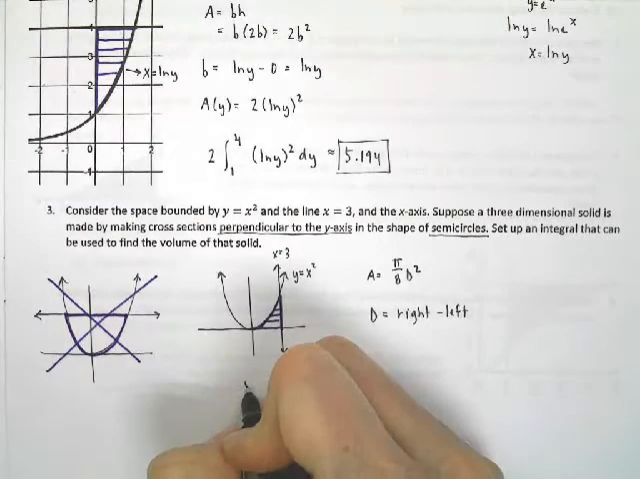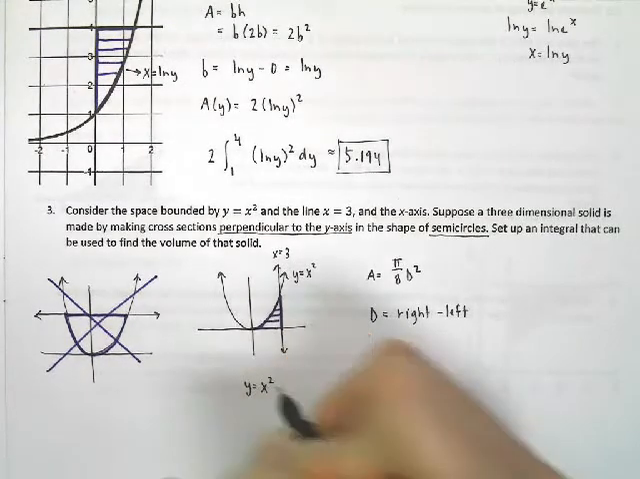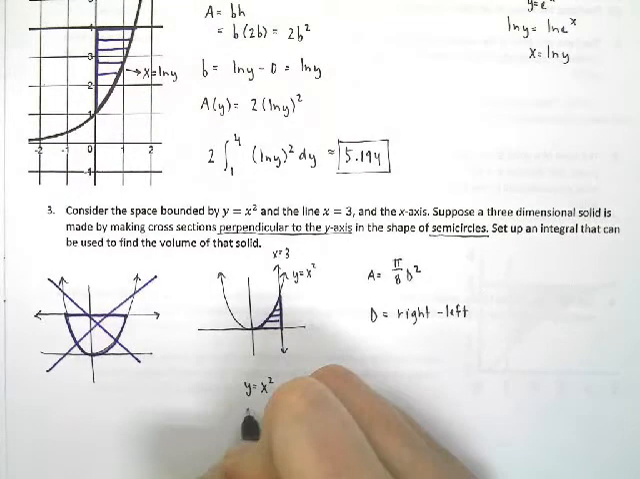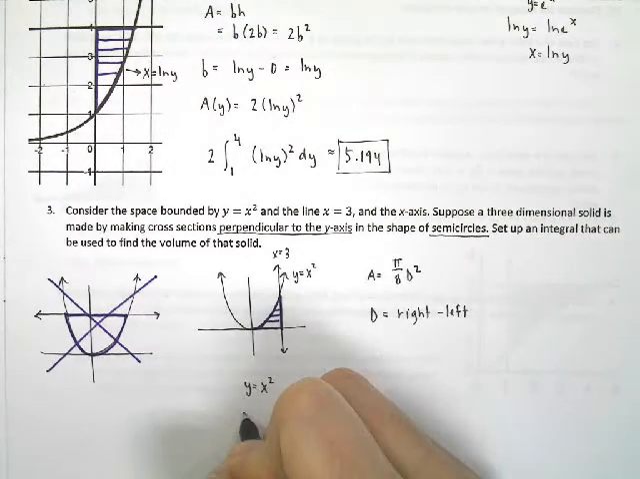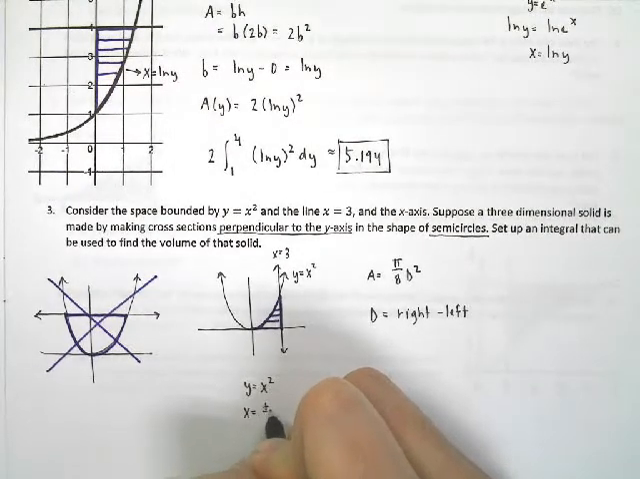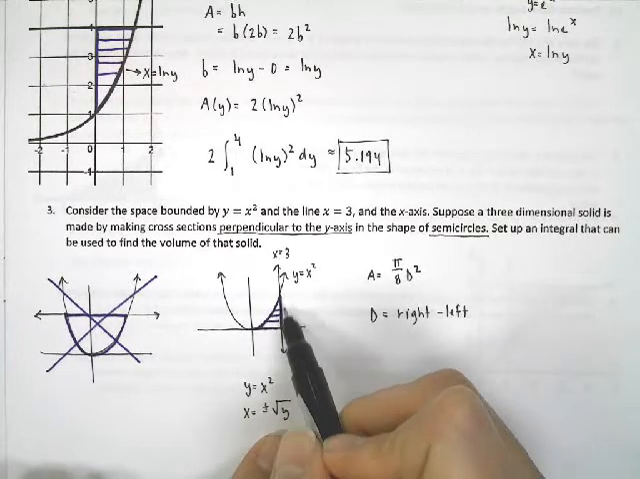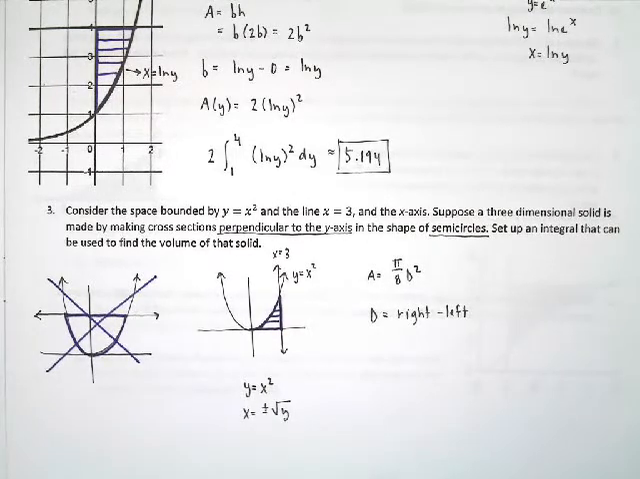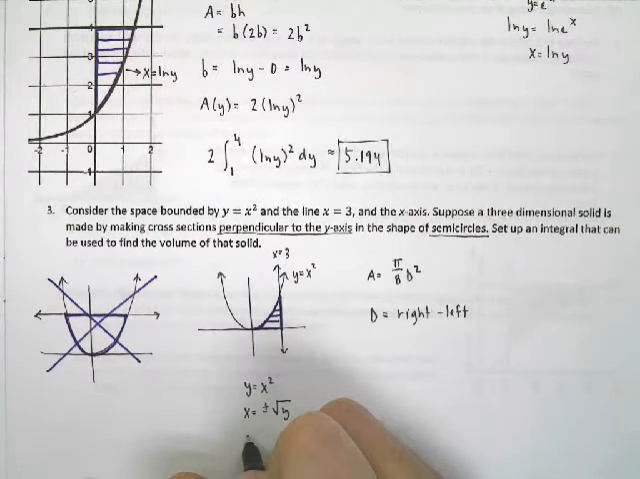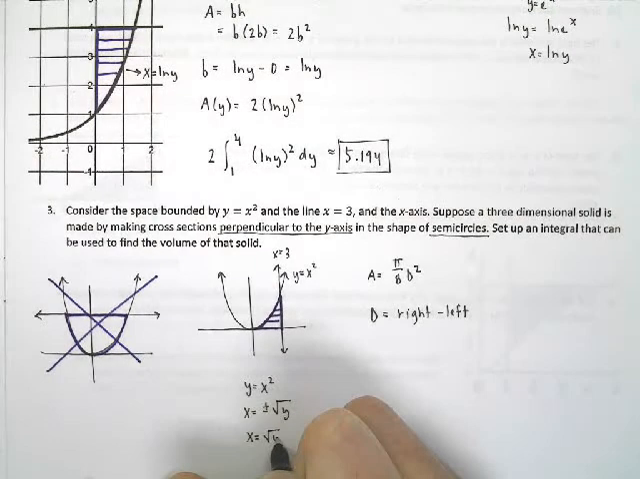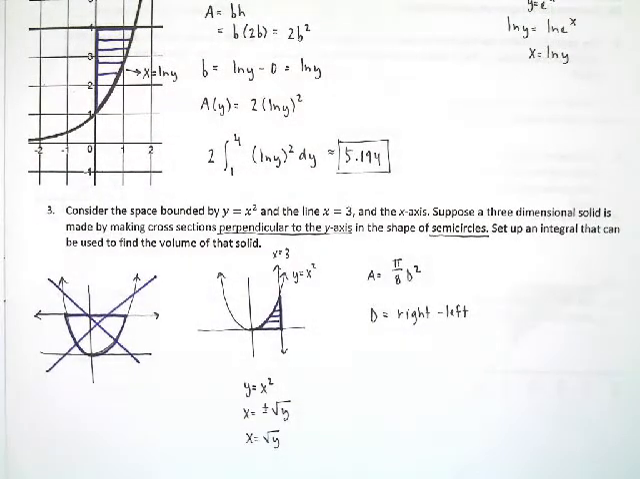Well, let's see, my right was y equals x squared, but since I'm going perpendicular to y, I need to solve this here for x in terms of y. So if I take the square root, I get x equals positive or negative square root of y. Now, since I'm in the first quadrant here, I only have positive values there of x, so it's just going to be square root of y.